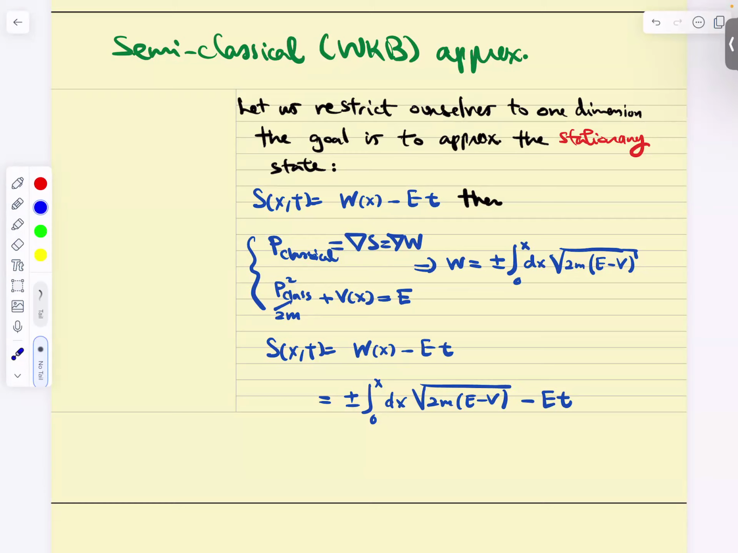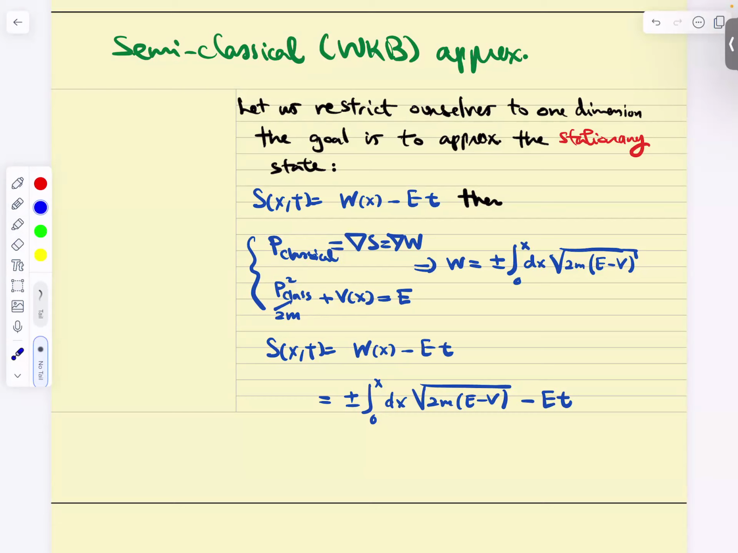Why do I say this? This comes from the continuity equation. We wrote the continuity equation as the partial derivative in t of rho plus the divergence of rho times P over m, where P was the gradient of S. This was my J. I had a slide that said J was rho over m times nabla of S. And if J is to be interpreted as rho times velocity, whatever that means, then it's natural to interpret nabla of S as classical momentum.